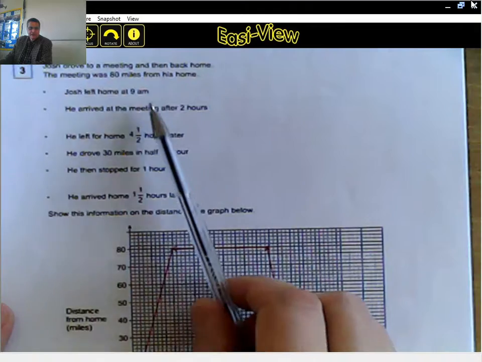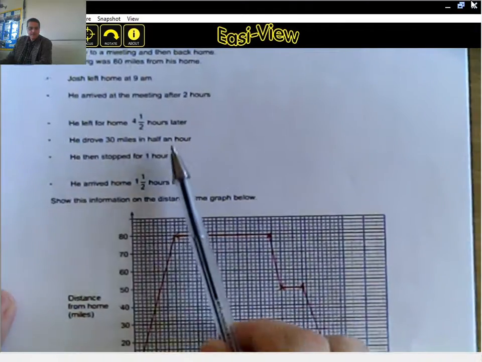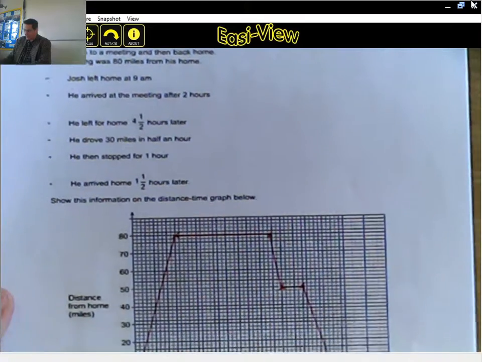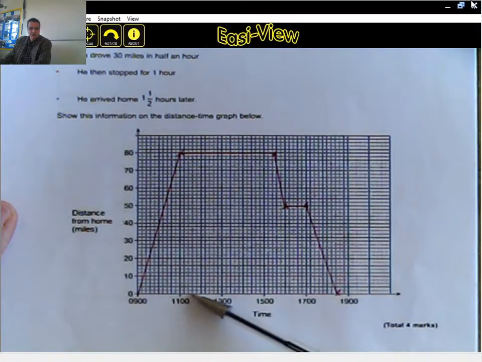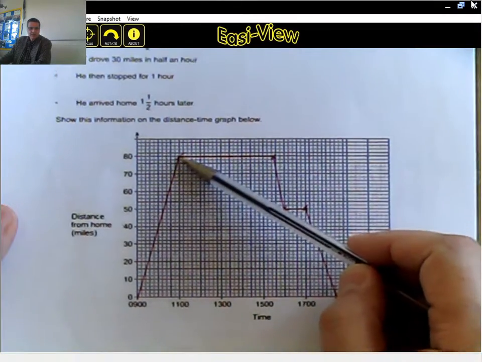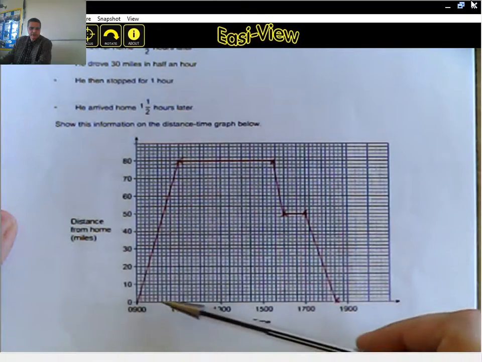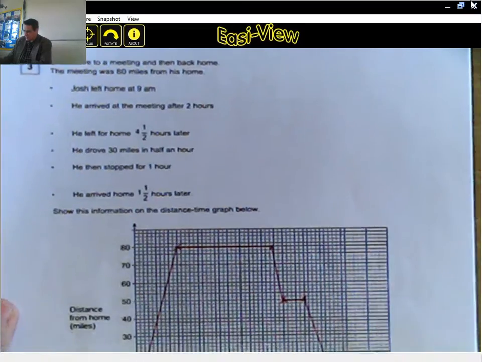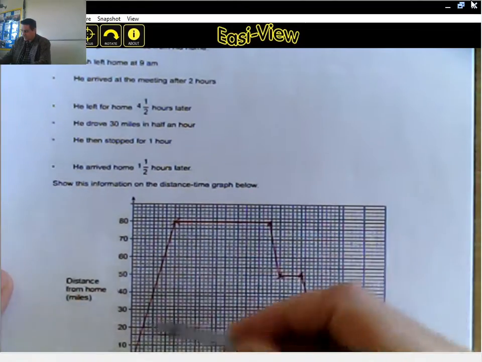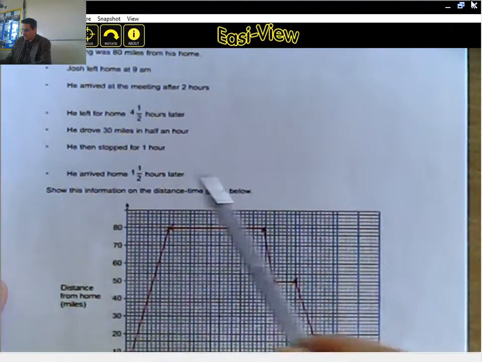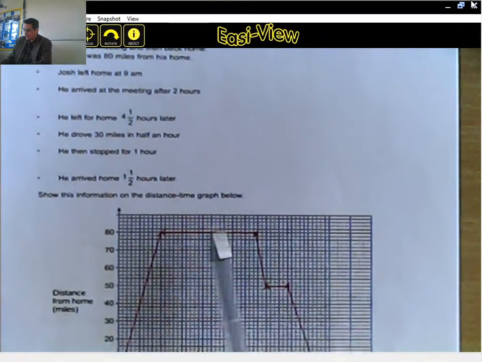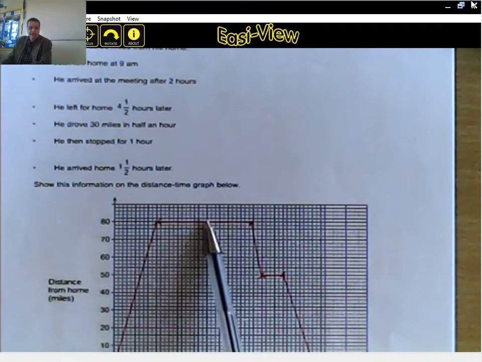So Josh left home at 9 o'clock, okay? He arrived at the meeting after 2 hours. That's easy. Go from 9 o'clock to 11 o'clock, bam, up there. Straight line graph from 9 o'clock to 11 o'clock, and that was how far away? 80 miles. So we're going 11 o'clock and up 80 and draw a line. So we left home 4.5 hours later, so we want 4.5 hours of flat line there.